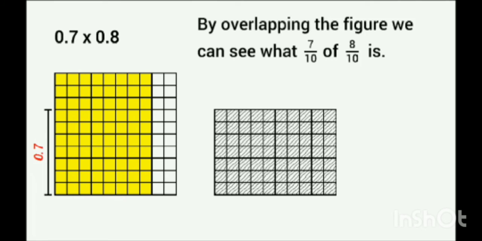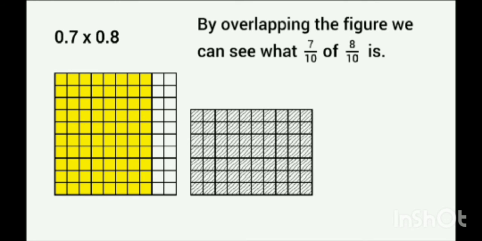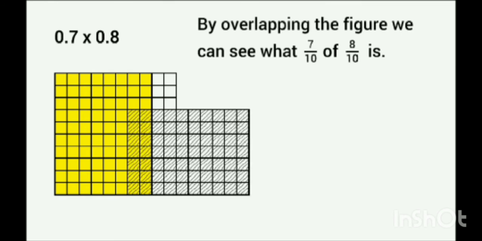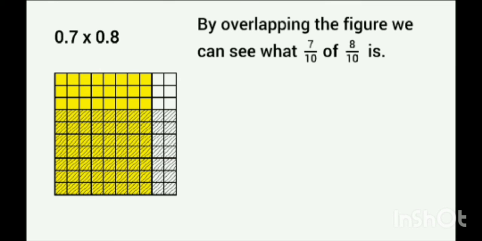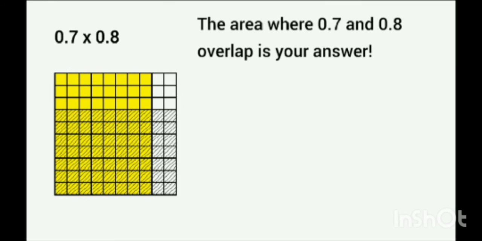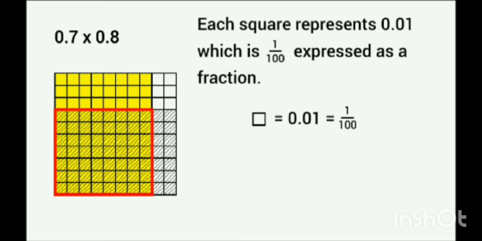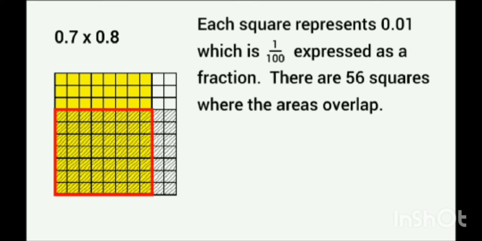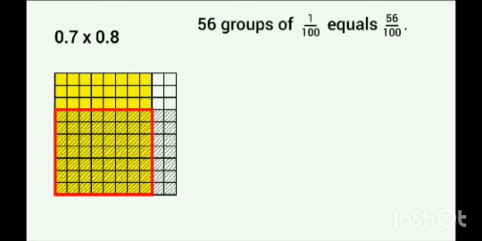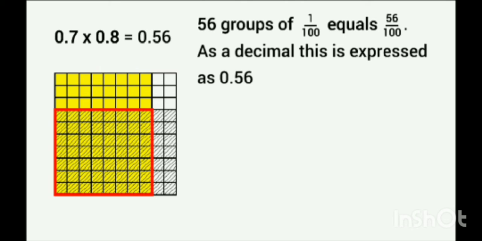Alright, what we're going to do now is we're going to take those 2 portions that we shaded and overlap them together. And the part of our areas that overlap will actually represent the product of our 2 numbers. Now remember, each individual square represents 1/100th of a whole. Now, if you were to count everything that was inside the red borders, we have 56 of those squares. So we have a total of 56 hundredths, which is the product of 0.7 and 0.8.